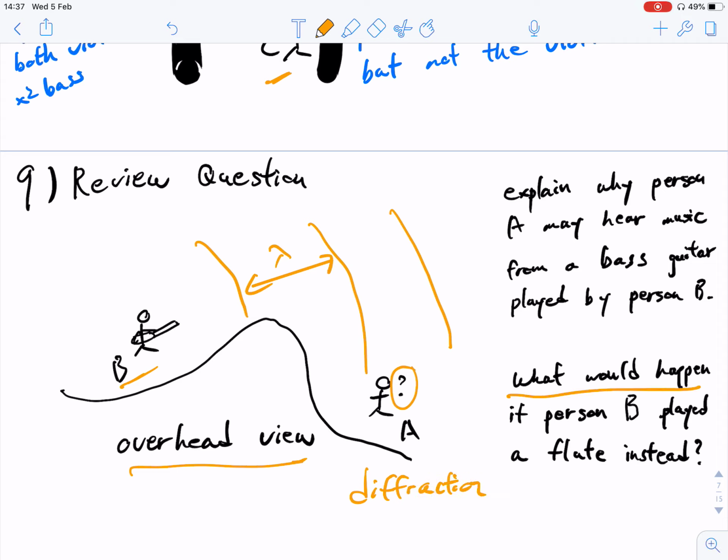So our second part says, what if the person played the flute instead? So rather than rocking out on a bass guitar, he's rocking out with a flute. And flutes essentially will have shorter wavelengths, and therefore it won't be able to diffract around that corner, and therefore the person would not hear a flute.